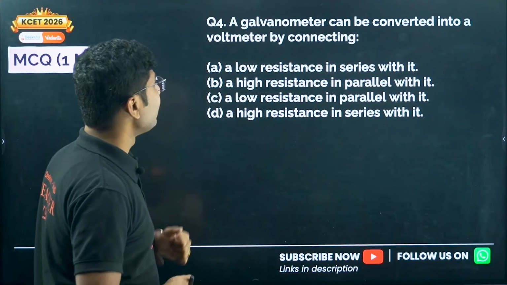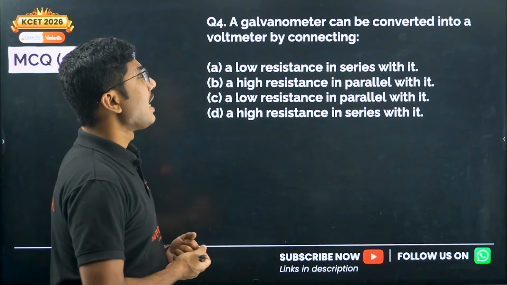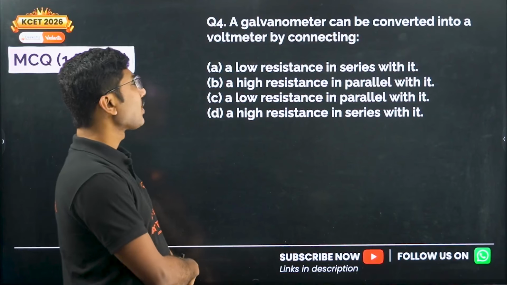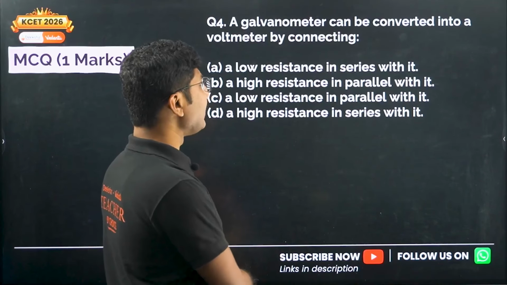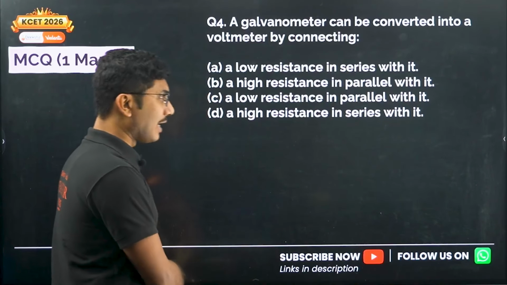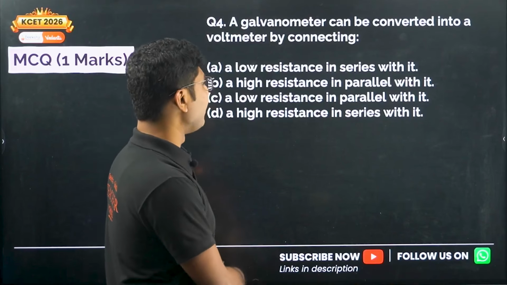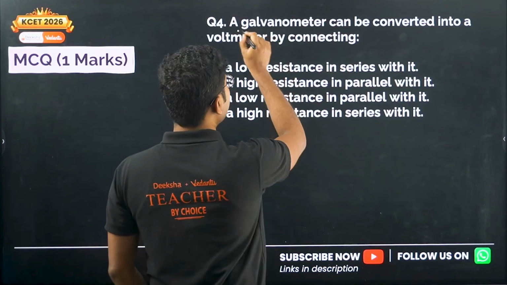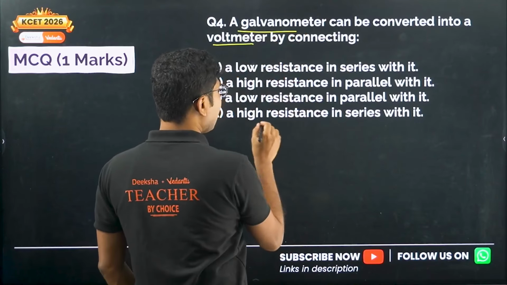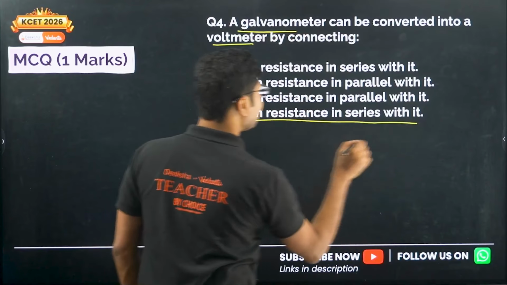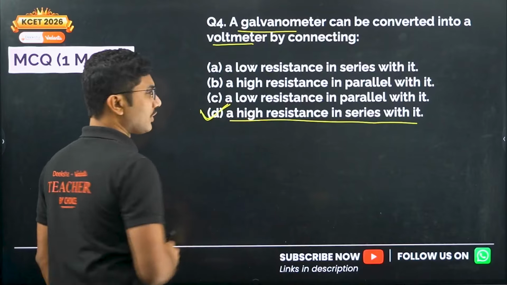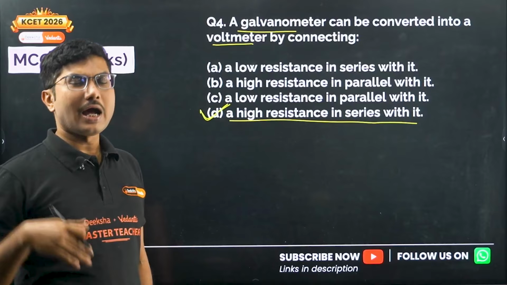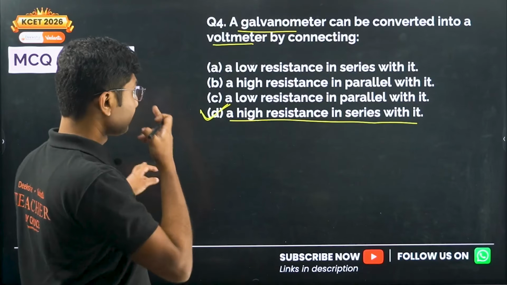Now let's move on to the next question. A galvanometer can be converted into a voltmeter by connecting a low resistance in series with it, a high resistance in parallel with it, a low resistance in parallel with it, or a high resistance in series with it. So a galvanometer can be converted into a voltmeter by connecting a high resistance in series with it. So the correct answer is option D. For an ammeter, a low resistance in parallel. For a voltmeter, a high resistance in series.